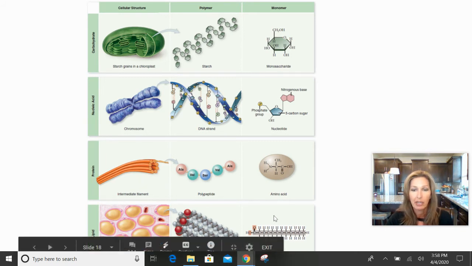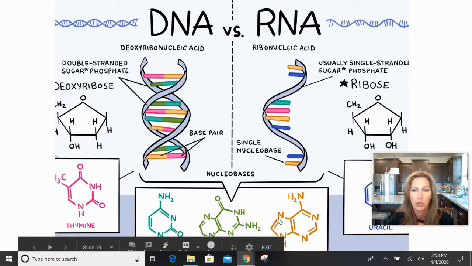Now, lipids, what we have to remember with lipids is the basic monomer of a lipid is a fatty acid. Fatty acids are long hydrocarbon chains with a carboxyl group at the end. So this is where the oxygen comes in. And then most polymers that we address are going to be your triglycerides. They're going to have one glycerol and three fatty acids. But then also the most important lipid we need to know for AP Bio is we have to know our phospholipids for all your membrane structures.